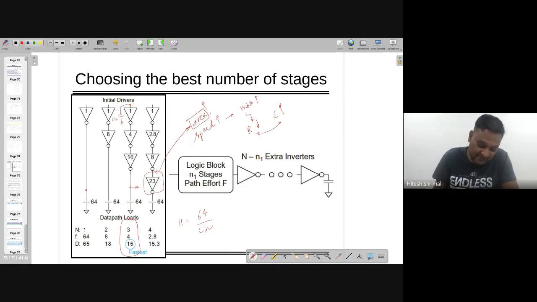In that case, this shows that with 3 stages it's good enough for this one. But if you are adding more stages, maybe you can achieve the same speed, but you have to compromise in terms of area, and of course in terms of power.